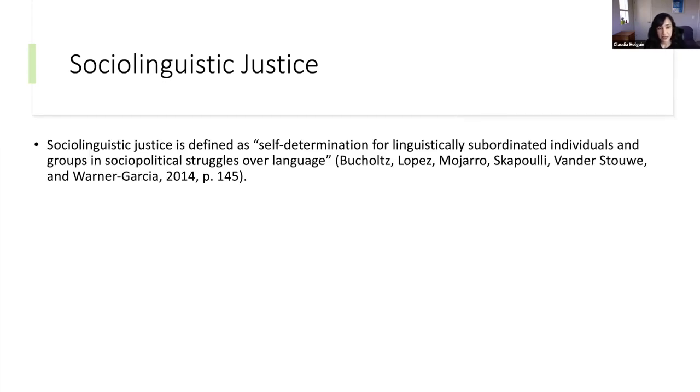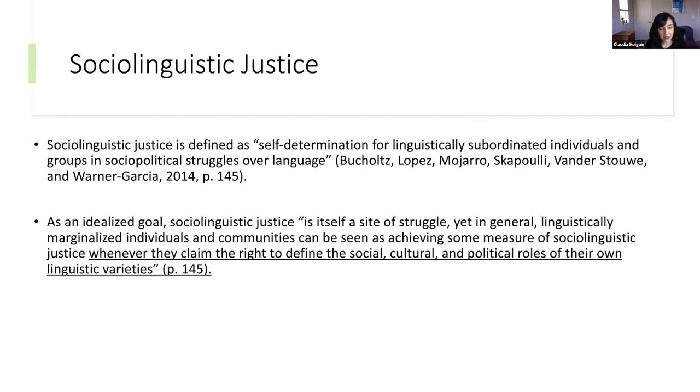Sociolinguistic justice is defined as self-determination for linguistically subordinated individuals and groups in sociopolitical struggles over language. As an idealized goal, sociolinguistic justice is itself a site of struggle, yet in general, linguistically marginalized individuals and communities can be seen as achieving some measure of sociolinguistic justice whenever they claim the right to define the social, cultural, and political roles of their own linguistic varieties. Sociolinguistic justice begins at the local level, and it emerges contextually from individual community members' main concerns with the potential of creating larger social change.